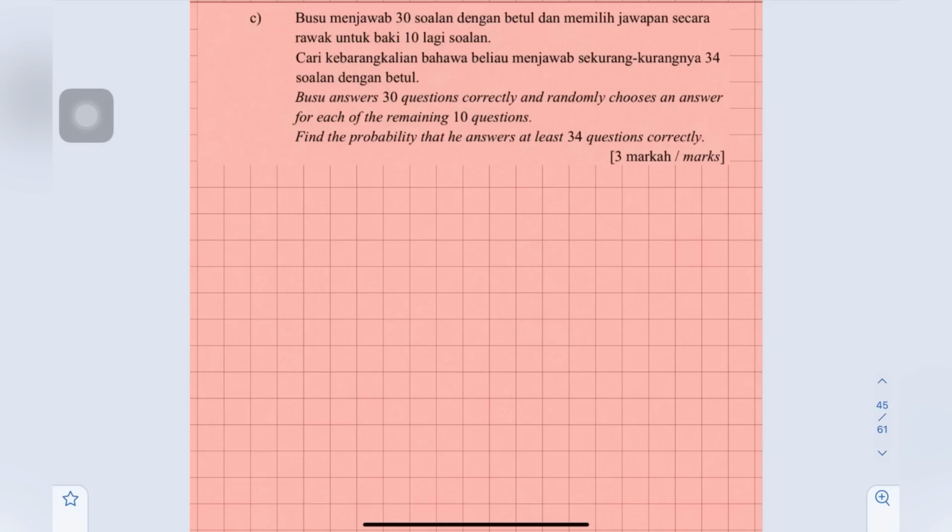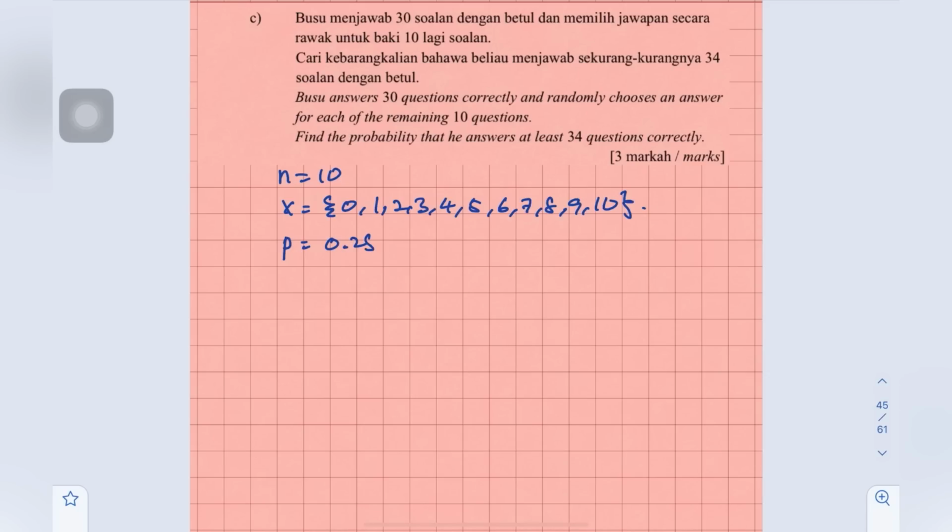C. Busu answers 30 questions correctly and randomly chooses an answer to each of the remaining 10 questions. Find the probability that he answers at least 34 questions correctly. Okay, so now there are a total of 40 questions. So 30 questions are confirmed correct, and for the rest, the 10, he wants to guess. So then n equals 10, so x equals 0, 1, 2, 3, 4, 5, 6, 7, 8, 9, 10. Okay, so then the probability of guessing is 0.25 and q is 0.75.